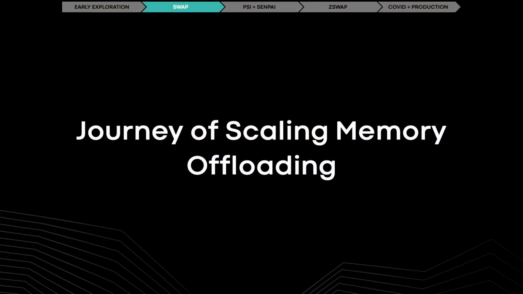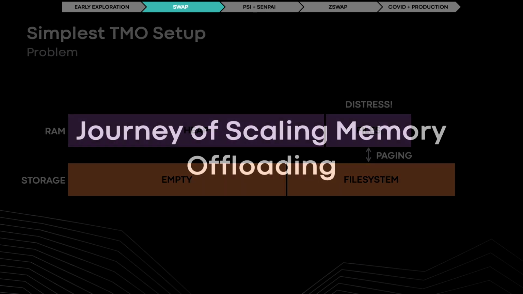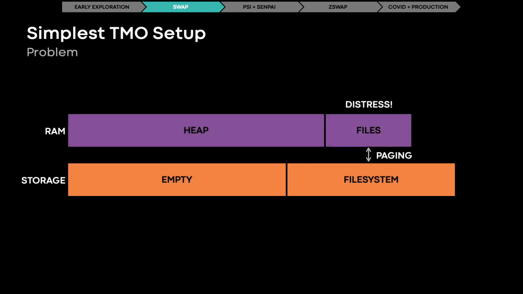And today I'm going to talk about the key takeaways of the first phase of our transparent memory offloading efforts. The first experiment that we conducted was fairly straightforward. Because of the capacity crunch, we had several of our web servers running on machines that were a little under-spec for the workload. Specifically, there was not enough room to hold all the file system cache.